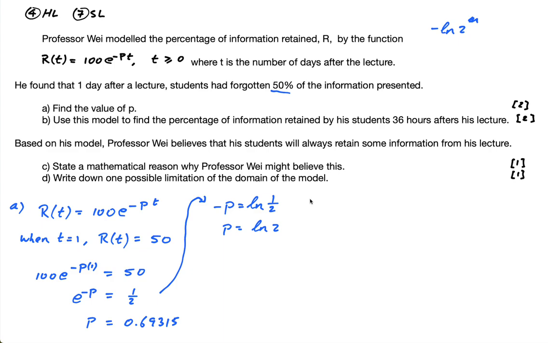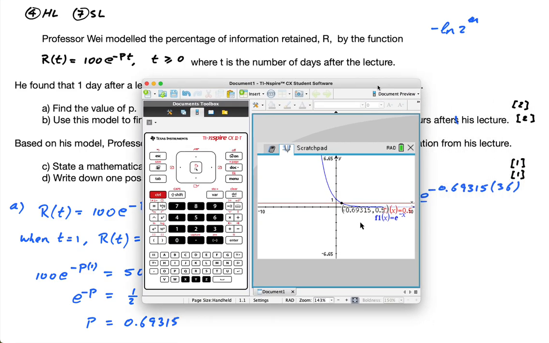Part B: use this model to find the percentage of information retained by his students 36 hours after his lecture. Okay, so I just need to find R of 36. R of 36 is 100 e to the power of negative P, where P is now 0.69315, times T, which is 36. So let's do that on our calculator, guys.